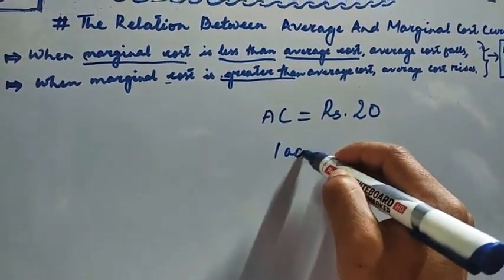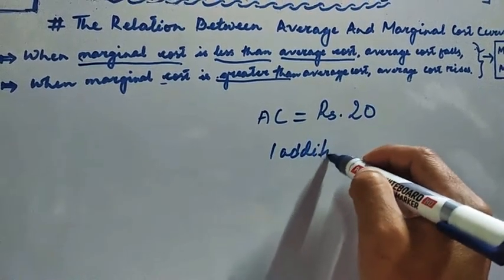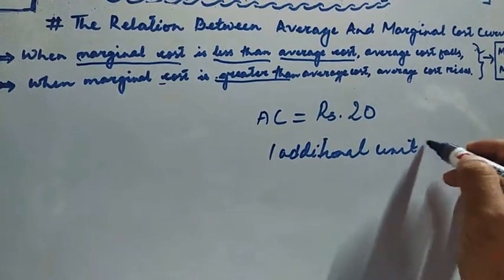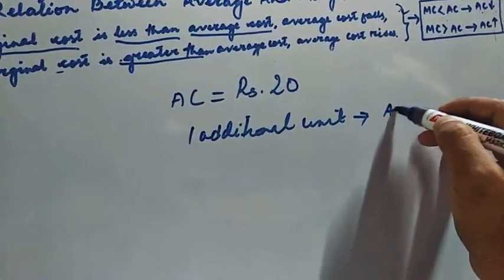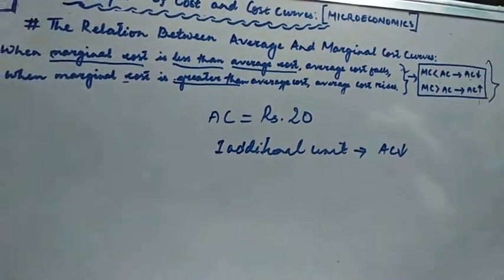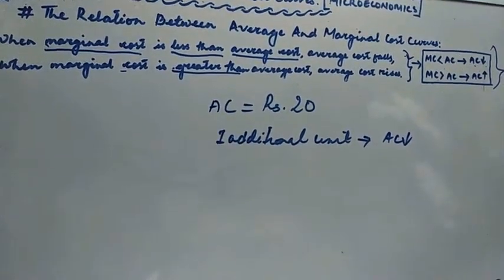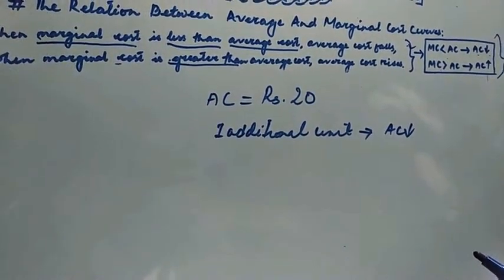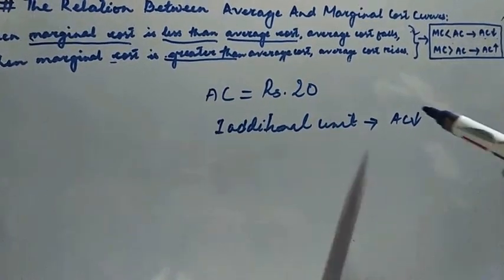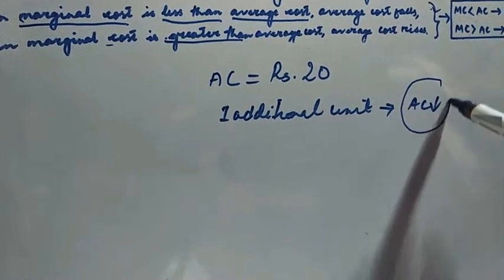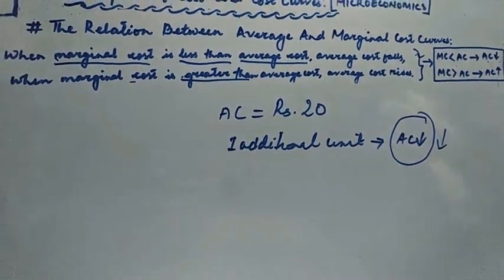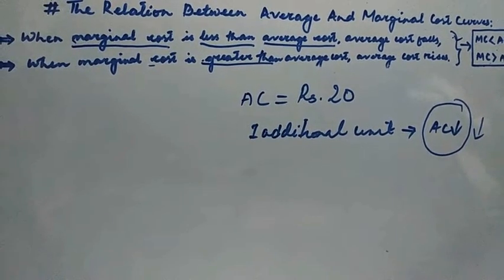One additional unit leads to average cost to fall. So by adding one additional unit of product, let us say the producer is having a situation of his average cost beginning to fall. So what is the reason behind this?